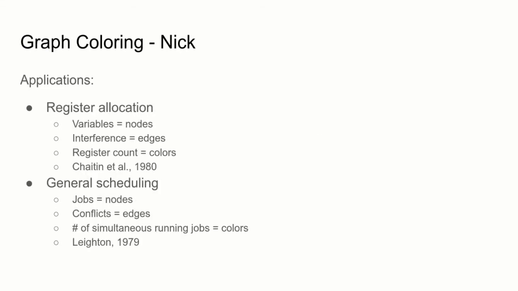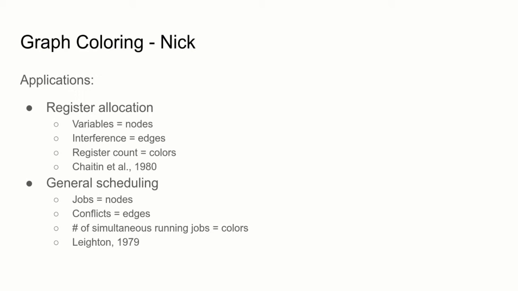So the reason graph coloring is very useful is because there's two applications that we can see. The first is register allocation in compilers, taking a source program and coloring it. There, you map the variables to each node, you map interference between those variables to edges, and you map how many registers there are to the number of colors.